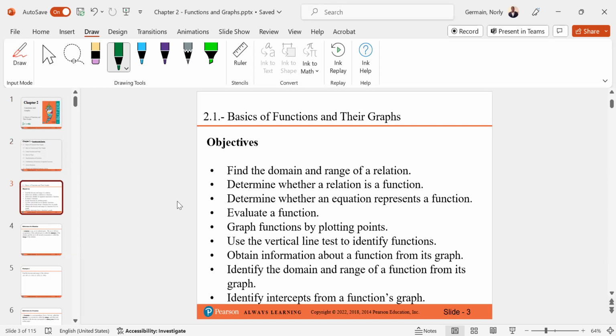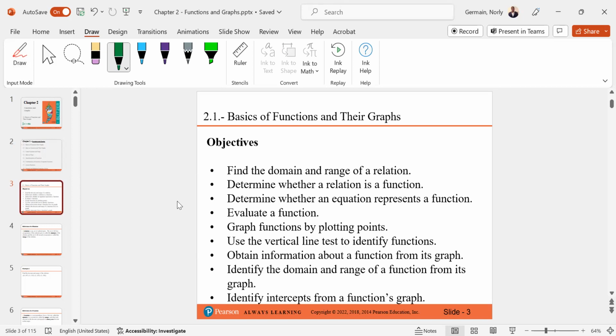We're going to find the domain and range of a relation, determine whether a relation is a function, and determine whether an equation represents a function. We're going to evaluate functions and graph functions by plotting points. Of course, that's something we've been doing for a while, but we're going to focus on the details in this one.